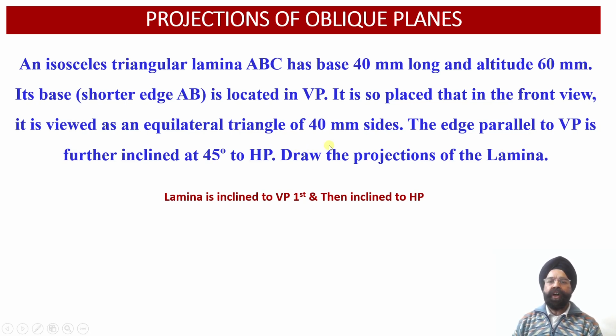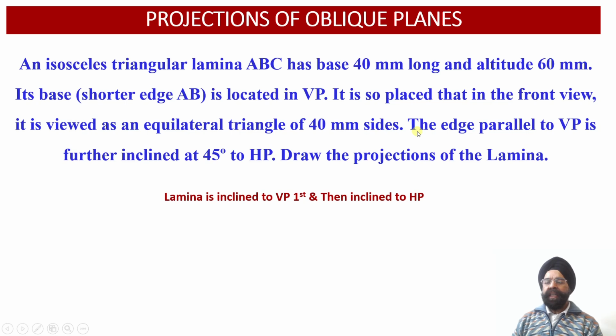The reason is that we have discussed that the shorter edge of this triangle is located in the vertical plane. So to begin with, whenever we assume that this triangle is located into the vertical plane, the top view of this triangle will yield the edge view projection in the top view, and this edge view projection will be obtained onto the XY reference line.